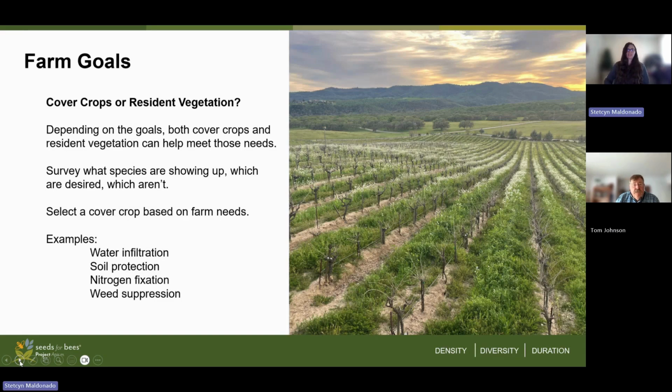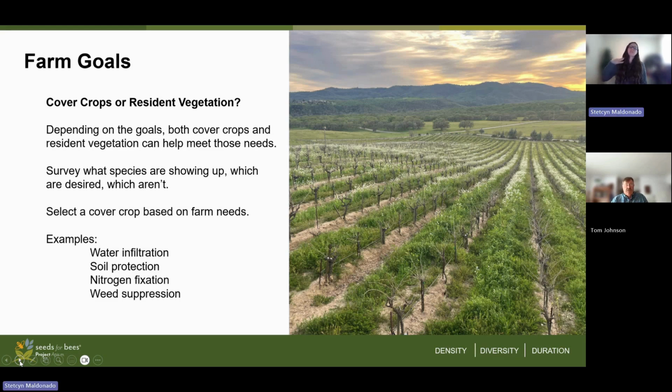So I'm going to be discussing farm goals. The choice between using a cover crop or relying on resident vegetation largely depends on what your goal is and what your financial situation is like. So depending on your goals, either one can meet those needs.